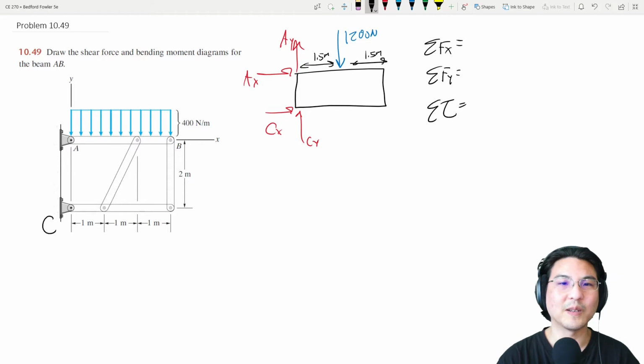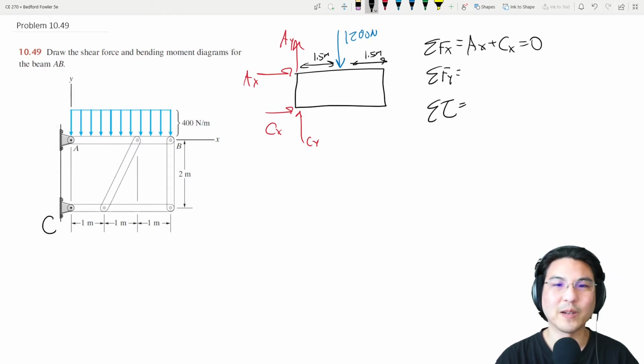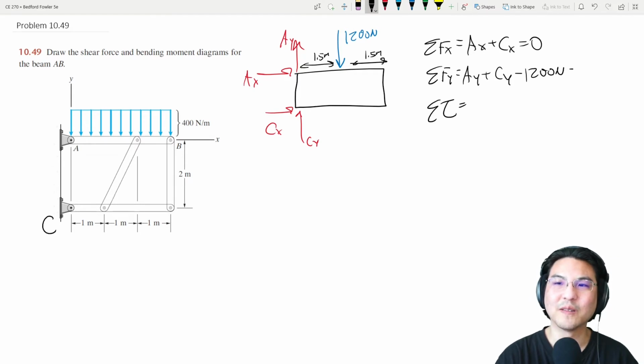Okay, so in the x direction we have AX, CX. In the y direction, AY, CY, minus 1200. Let's see, I want to solve for what's happening in beam AB. So I'm going to sum torque about over here. Okay, so let's see, this is 2 meters. So that's minus 2 meters times AX.